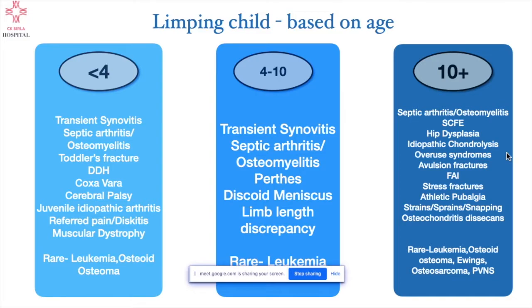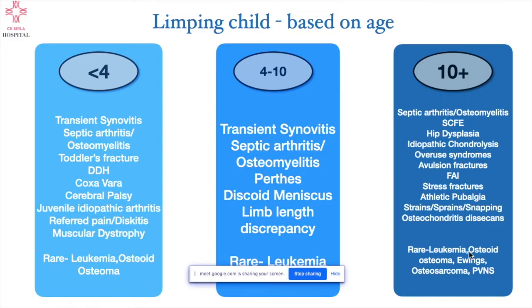Then of course, repetitive use syndromes, avulsion fractures in active kids. FAI means femoroacetabular impingement, again very common these days, getting more and more common with more and more activity in kids. Stress fractures, athletic pubalgia, strains, sprains, snapping syndromes, osteochondritis dissecans. So these are common causes. A snapshot of this alone will give you a paradigm of all the possible causes you can think of, and at least if you have excluded these, you are probably not missing out on anything, right?